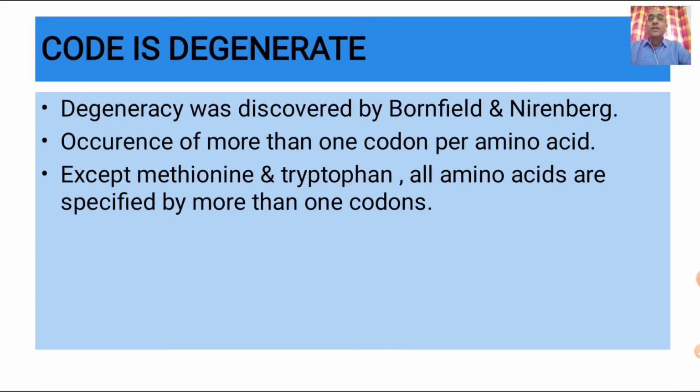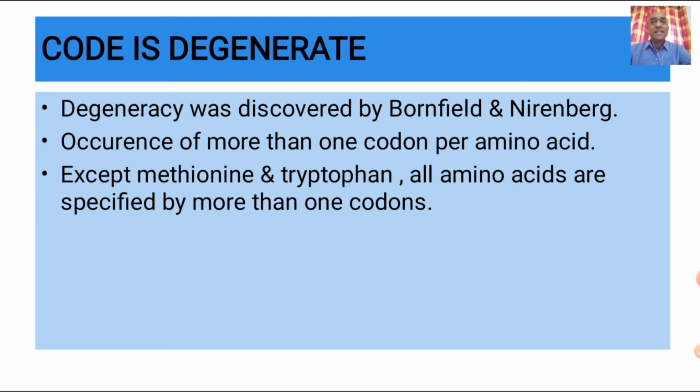Then the next one is that the code is degenerate. What is degenerate? The concept of degeneracy was first proposed by Bornfield and Nirenberg. So what is this degeneracy? It is the occurrence of more than one codon per amino acid. That means an amino acid is represented by more than one codon. This is the concept of degeneracy.